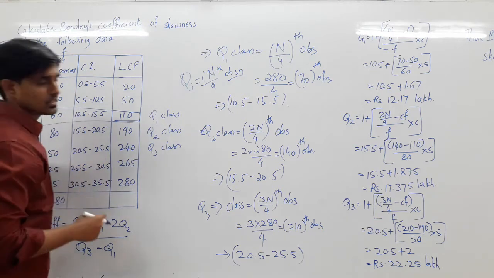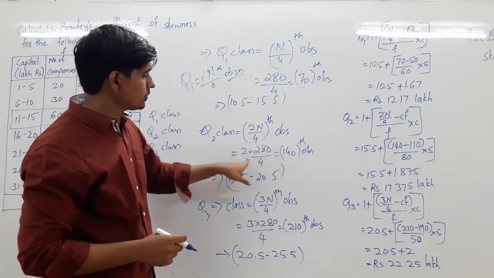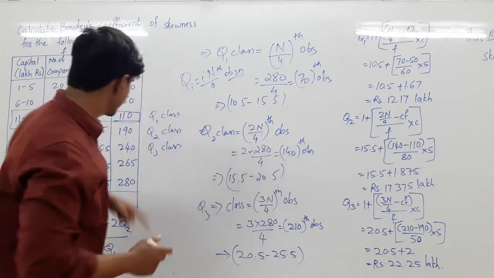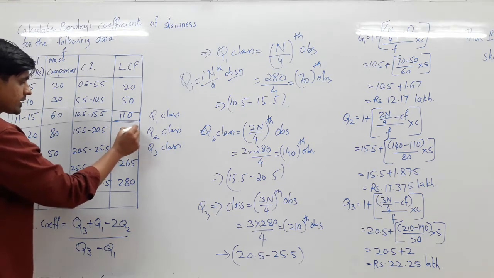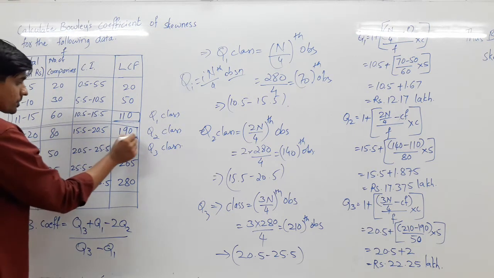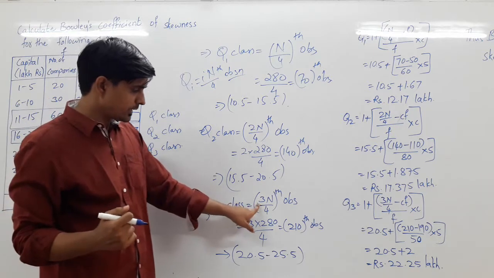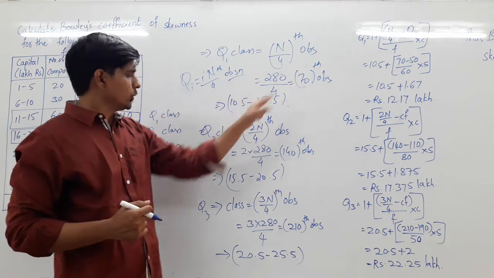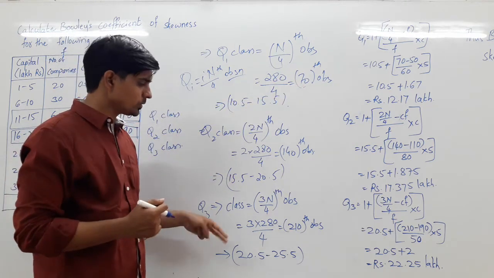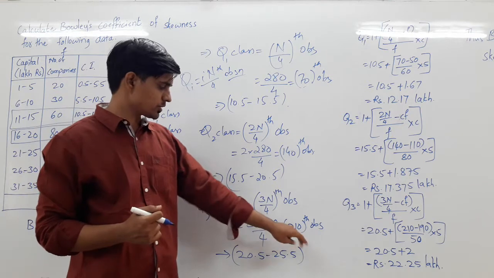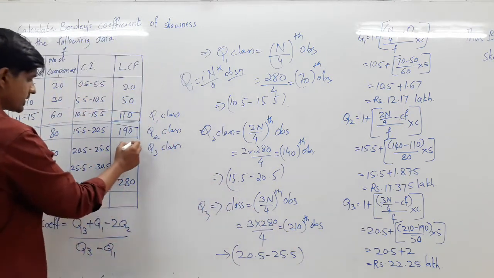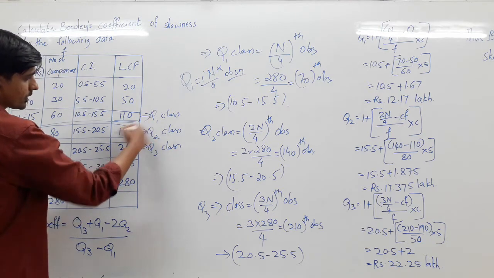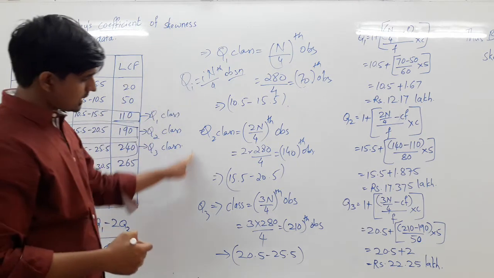So this is the Q1 class. Next, Q2 is equal to 2n by 4, 2 into 280 divided by 4, that will be 70 into 2, which is 140. So 140 is nearer to 190. So this is the Q2 class. For the third one, multiply it by 3. Once we have calculated Q1, for Q2 it will be into 2, and for Q3 it will be into 3. 70 into 3 is 210. It is nearer to 240 here. So this is the Q3 class. Now all the classes are taken.